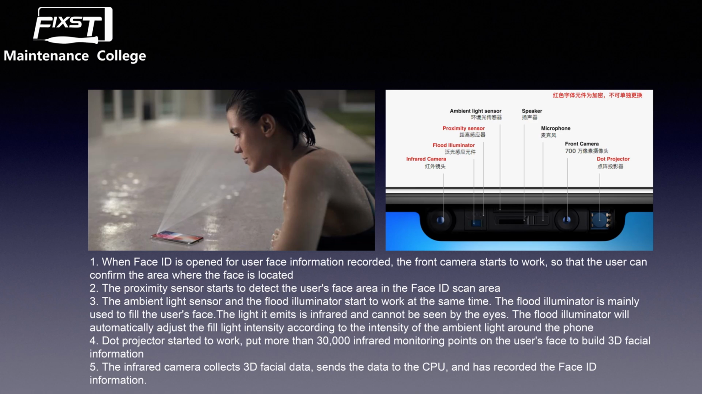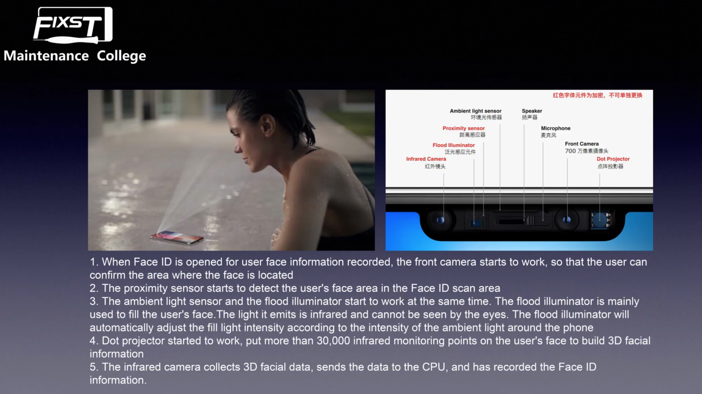First, when Face ID is opened for recording the user's face information, the front camera, the FaceTime camera, starts to work so that the user can confirm the area where the face is located. Then the proximity sensor starts to work to check the distance between the phone and your face, and to detect the user's face area in the Face ID screen area. Number 3, the ambient sensor and the flood illuminator start to work at the same time. The flood illuminator is mainly used to feed light onto the face.